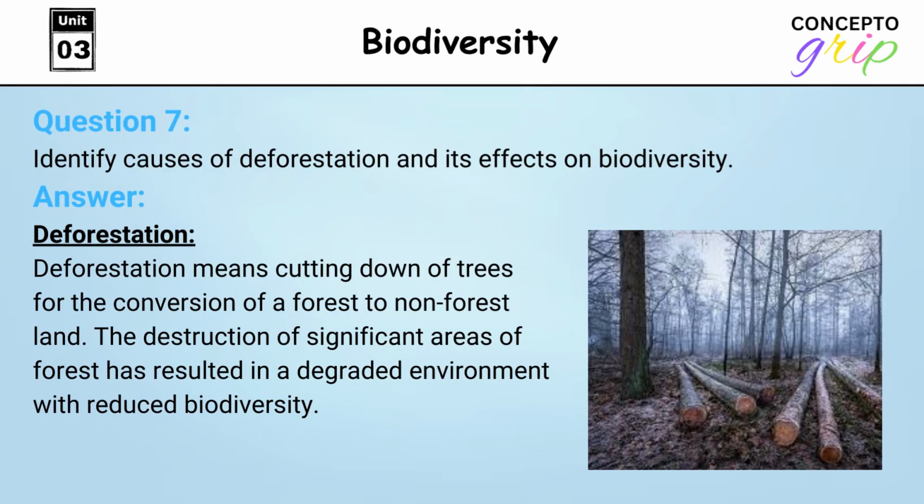Question number 7. Identify causes of deforestation and its effects on biodiversity. Answer. Deforestation. Deforestation means cutting down of trees for the conversion of a forest to non-forest land. The destruction of significant areas of forest has resulted in a degraded environment with reduced biodiversity.